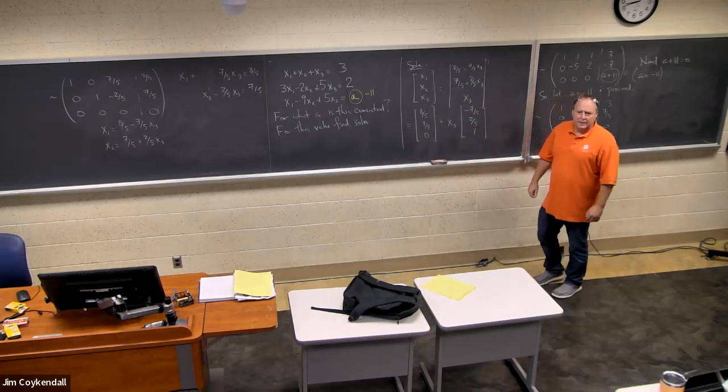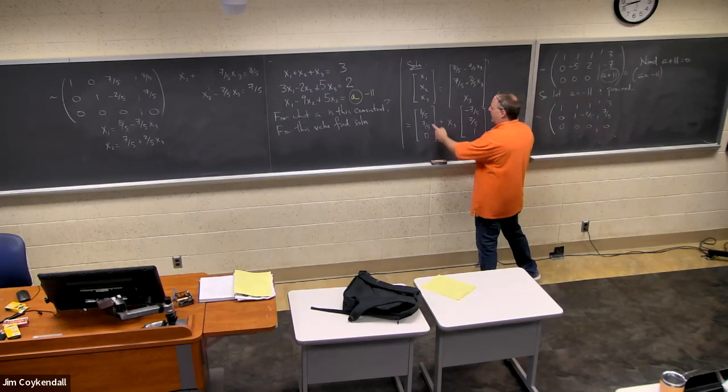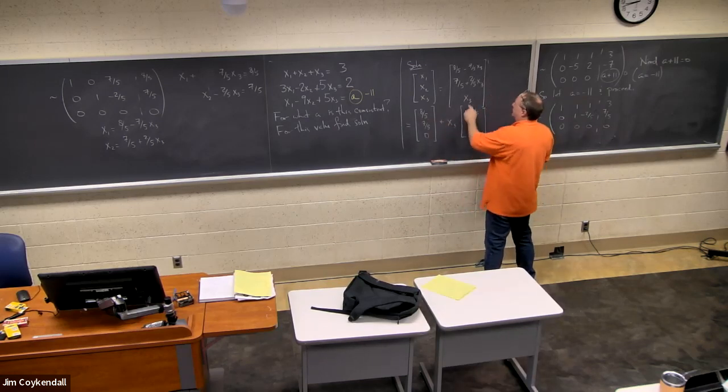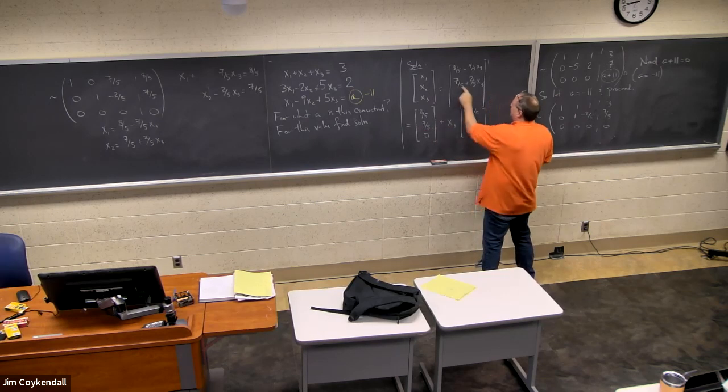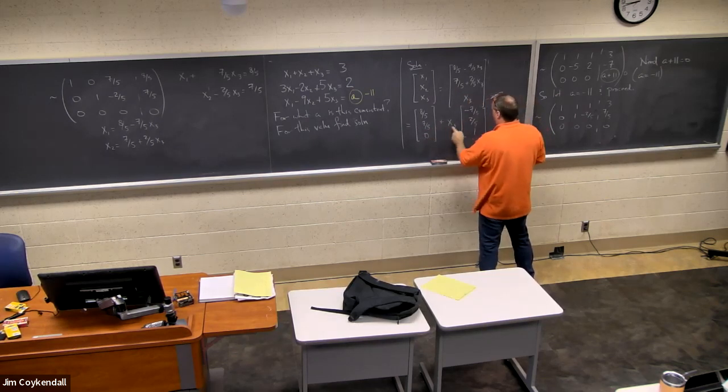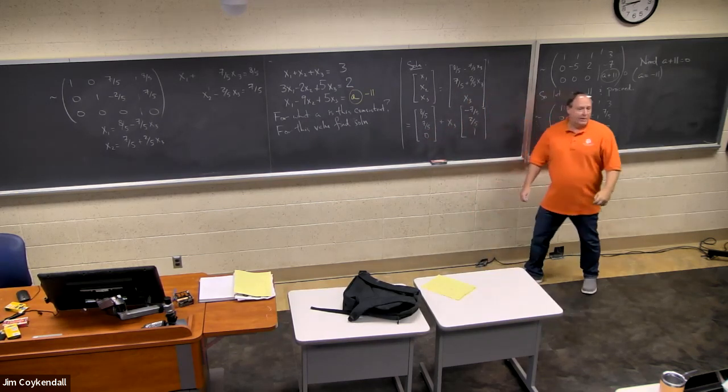Everybody see what I did? If you put this back together, we have 8 fifths plus x3 times minus 7 fifths at the top. In the middle, 7 fifths plus x3 times 2 fifths, and in the bottom, 0 plus x3. Everybody?